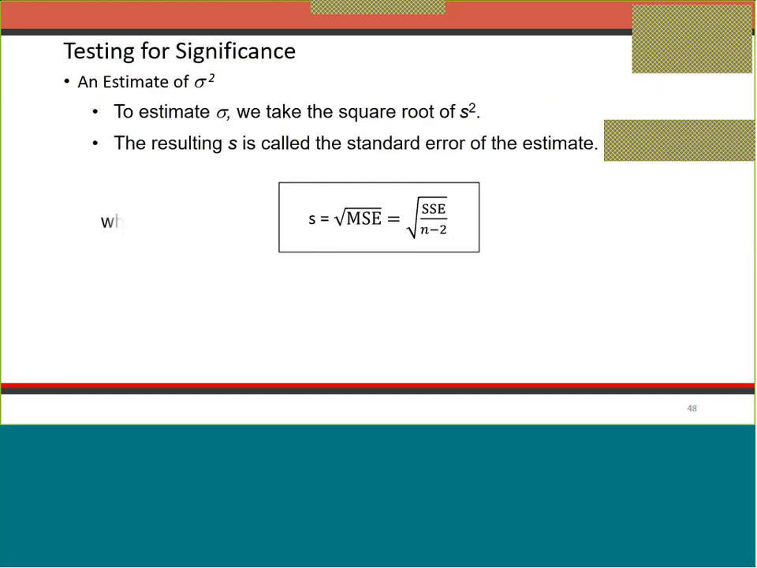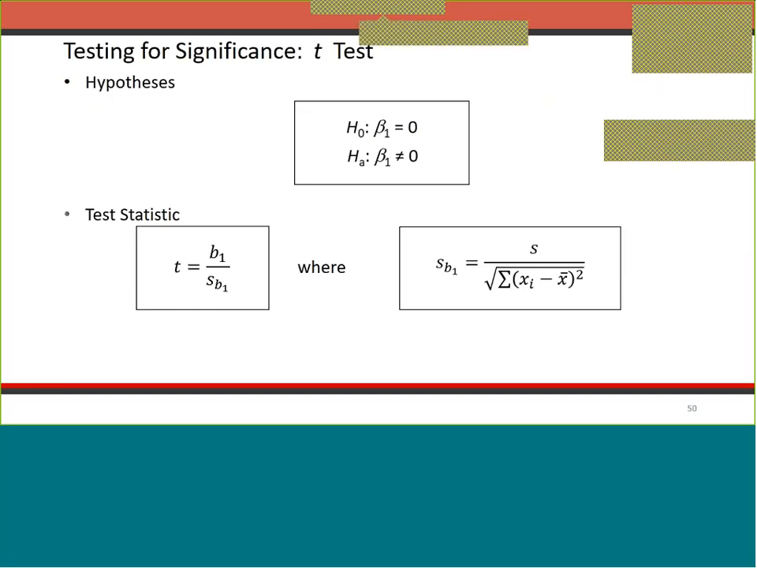The first test is the t-test, where the null hypothesis is there is no relationship between x and y in the population. The alternative hypothesis is there is a relationship between x and y in the population.